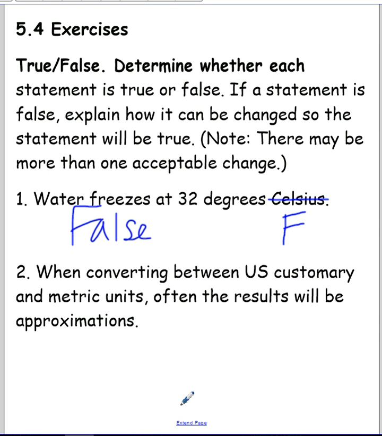Statement 2, when converting between US customary and metric units, often the results will be approximations. Well, you saw we were getting different answers, that's true. And the reason is because those unit conversions are rounded, and so it changes the value depending on where it was rounded from one way to solve it to the other.